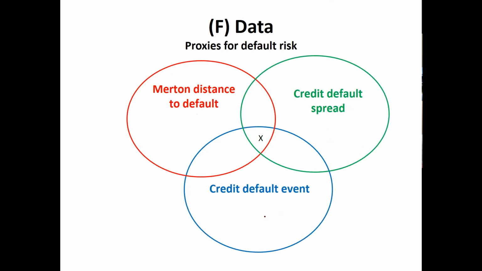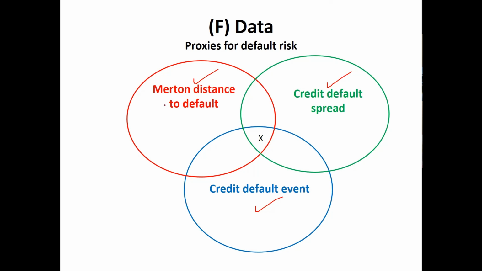So how will I be measuring default risk? I relied on the literature. I'll be using Merton distance to default, credit default spread, and credit default event. Here the construct validity is important. The way I will be measuring default risk, does it really measure the default risk? So I relied on the literature and picked up the proxies of default risk, which are these 3 proxies. And then I propose that they will capture the default risk.